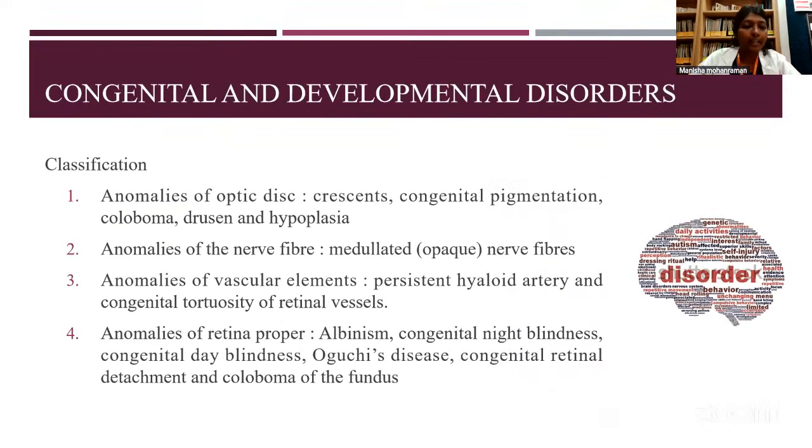Now let's move on to the retinal disorders. The first one is congenital and developmental disorders. It is classified into four types. Anomalies of the optic disc are crescent, congenital pigmentation, coloboma, drusen, and hyperplasia. We'll see anomalies of the optic disc in detail in the next slide. The second one is anomalies of nerve fiber, such as medullated opaque nerve fibers. The third one is anomalies of vascular element, which are persistent hyaloid artery and congenital tortuosity of retinal vessels. Tortuosity means abnormal twisted blood vessels. The fourth one is anomalies of retina proper. They are albinism, congenital night blindness, congenital day blindness, Oguchi disease, congenital retinal detachment, and coloboma of fundus.